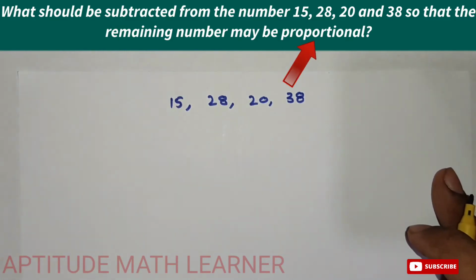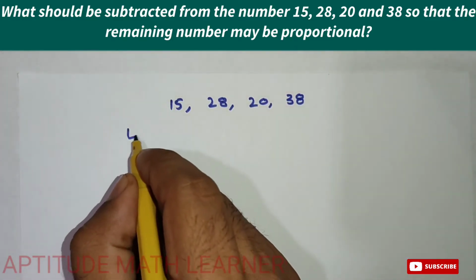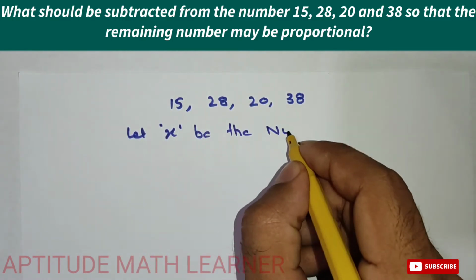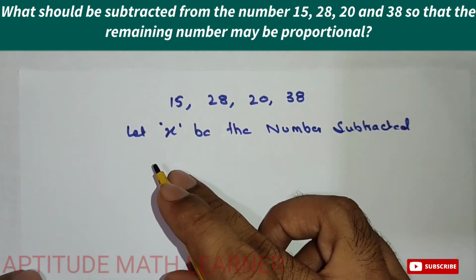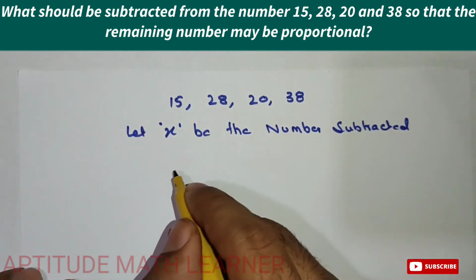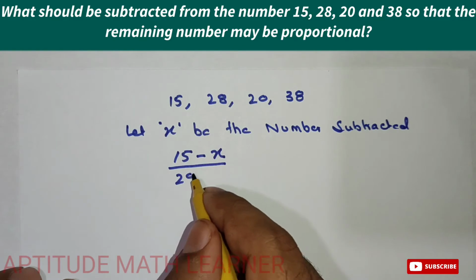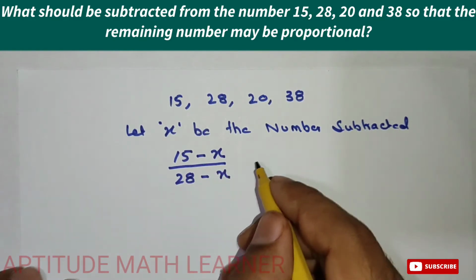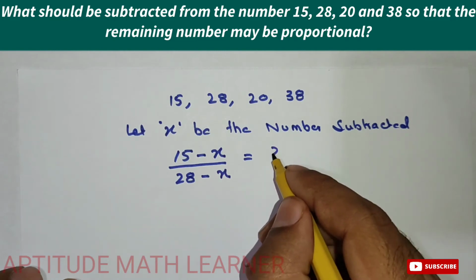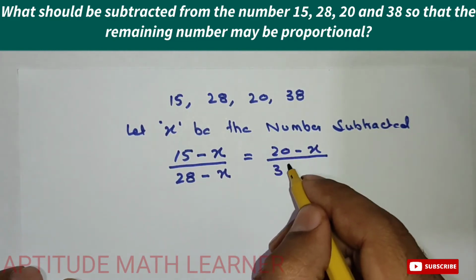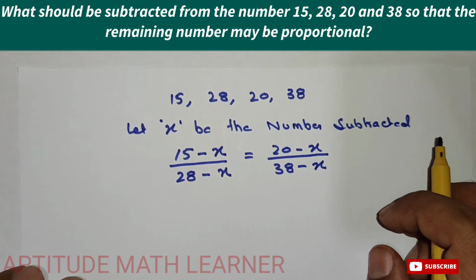So here let x be the number subtracted. From the above numbers, we subtract x to make all of them proportional. So here we take 15 minus x upon 28 minus x is equal to the other two numbers, 20 minus x upon 38 minus x. So these are the numbers which are to be proportional.